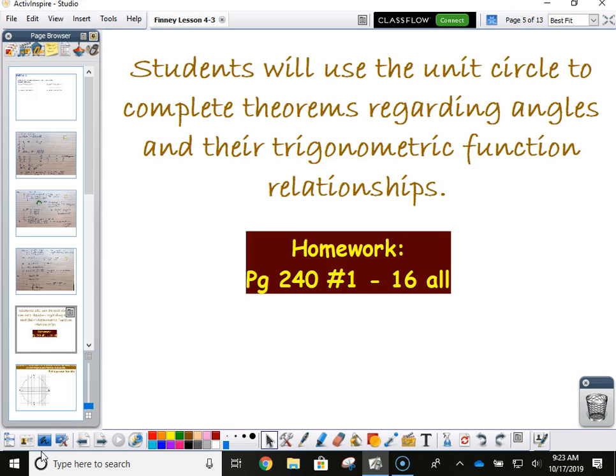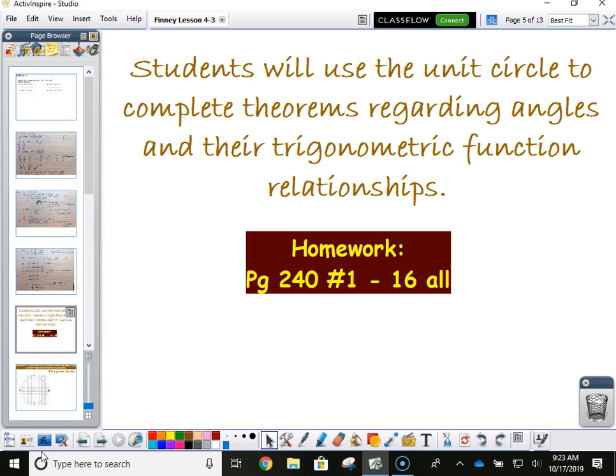So what we're going to do today is look at the unit circle and complete some theorems regarding angles and their trigonometric function relationships. We'll be looking at the unit circle and its position on the coordinate plane to figure out how those relationships will be affected. We've got a few theorems we're going to go through.